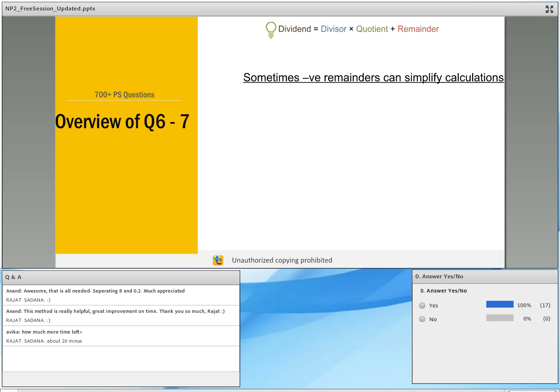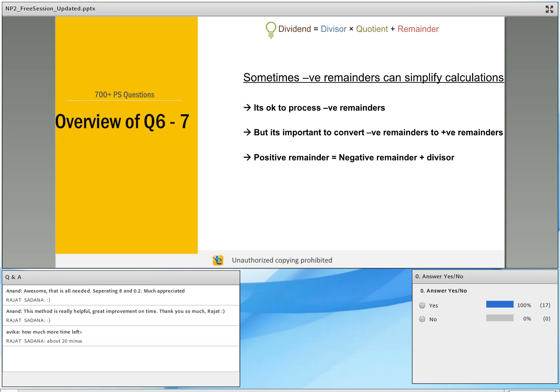Sometimes negative remainders can help simplify calculations, and again, it's really important to make sure that you understand this concept, you know how to apply this concept. And some of you are still fussy about it. You will get the recording of this. You will get the PDF. Just work on it. Spend 10 minutes on it, and trust me, you will get it, because each one of you is smart.